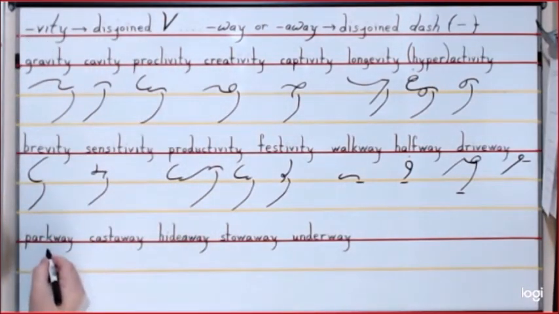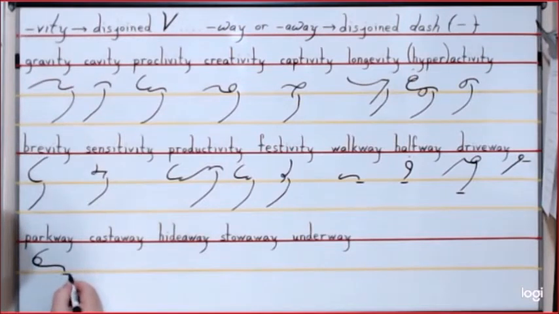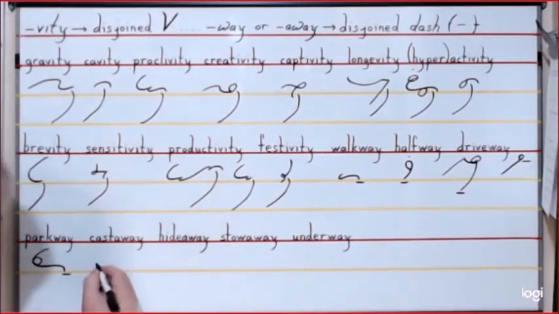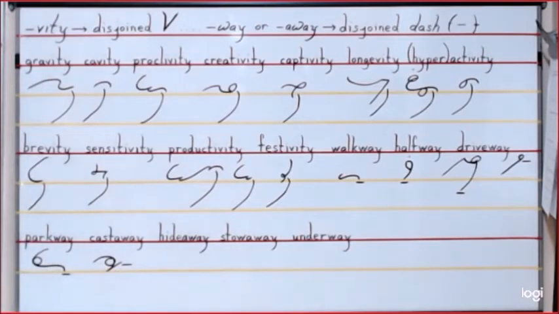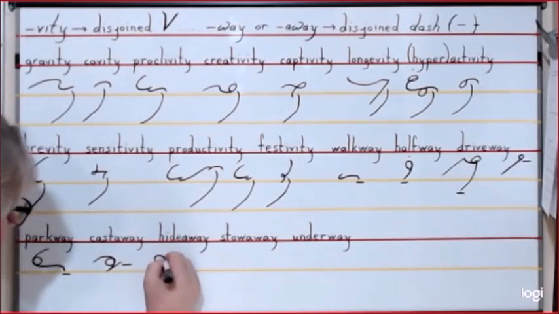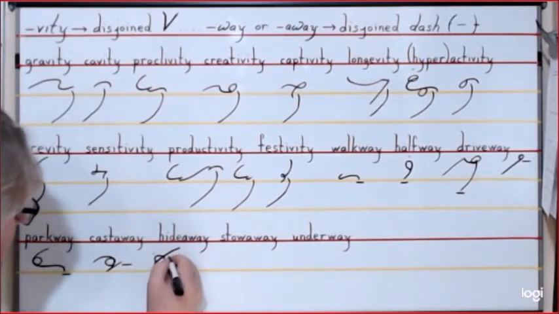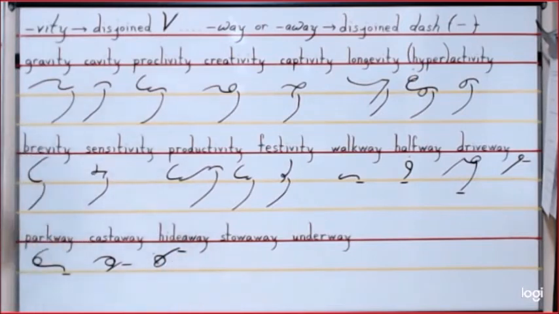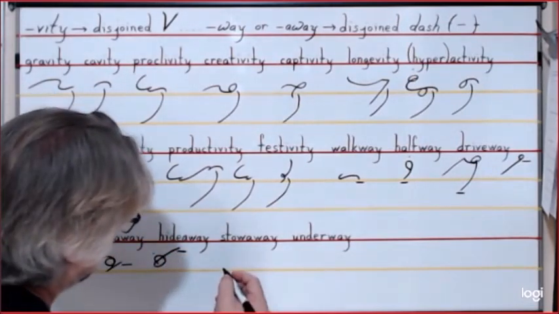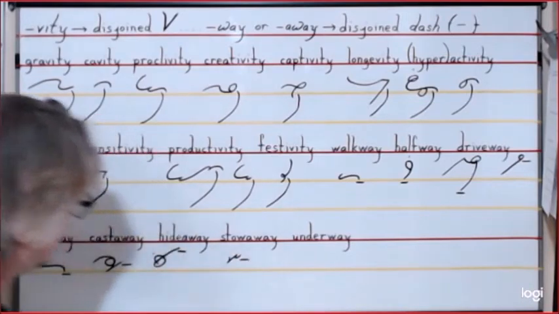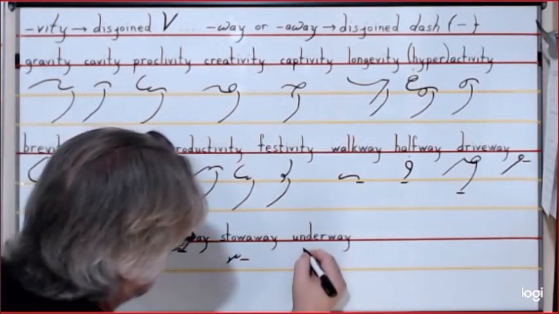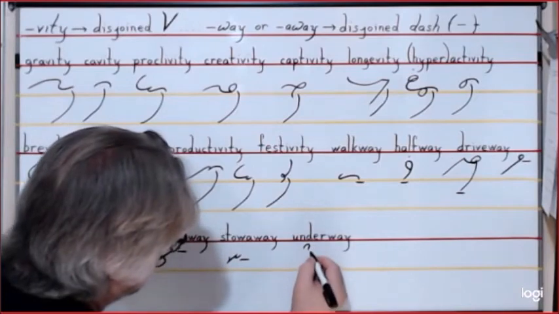Parkway is P, A, R, K, then a disjoined dash. Castaway is K, A, S, T, disjoined dash. Hideaway is a long I, H, D, and then a dash. Stowaway is S, T, O, and a dash. And then underway is a U above the line and a disjoined dash.